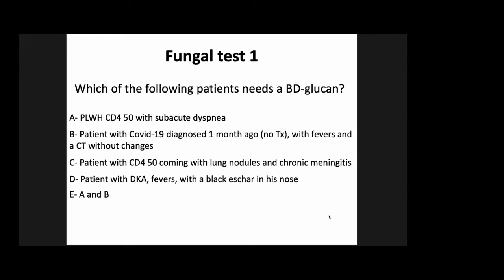Okay, so most of the public answered A, 52%. The second most common answer was C, with 24%. So yes, the right answer here is A. This is a patient with Pneumocystis jirovecii pneumonia, and this is actually one of the cases in which we usually send a beta-glucan.